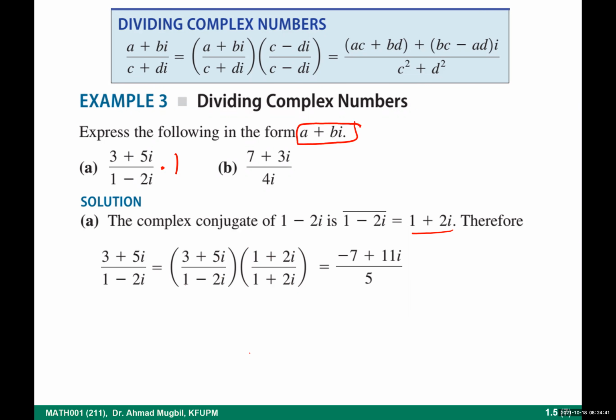No. Is it a real number plus a real number multiplied by i? No. So what should we do? We should separate. It will be -7 over 5 plus 11 over 5 i. Now this is in the standard form. This is a, this is b, and this will be a plus bi. Clear? Always, ya shabab, when you have complex numbers, write it in the standard form.